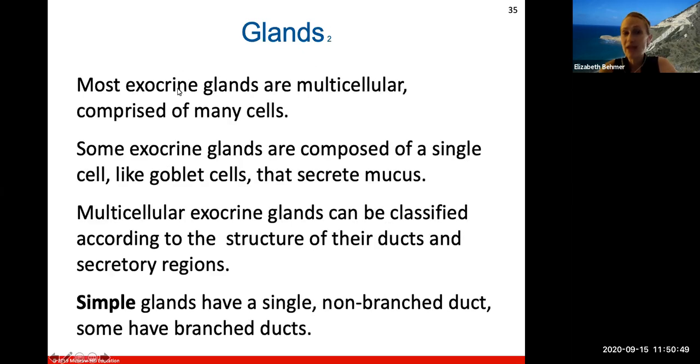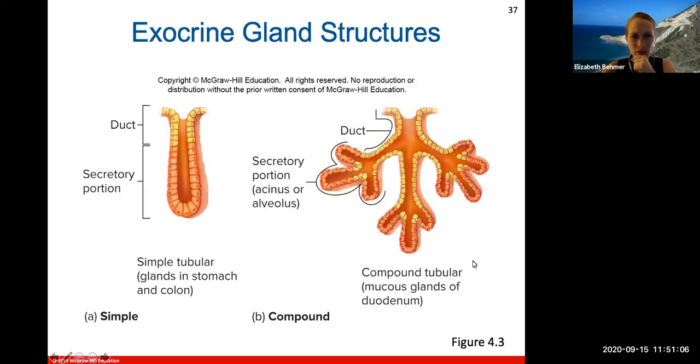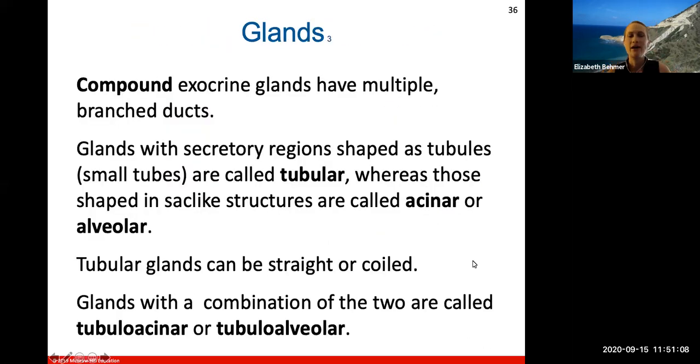Most exocrine glands are multicellular, meaning they have different types of cells. Some exocrine glands have a single cell, like a goblet cell, which secretes mucus. Simple glands have a single non-branched duct. I want to show you a picture. Good, we'll eventually get to a picture. A compound exocrine gland has multiple branched ducts, and glands with a secretory region shaped as tubules are called tubular, whereas those shaped in a sac-like structure are called acinar or alveolar.